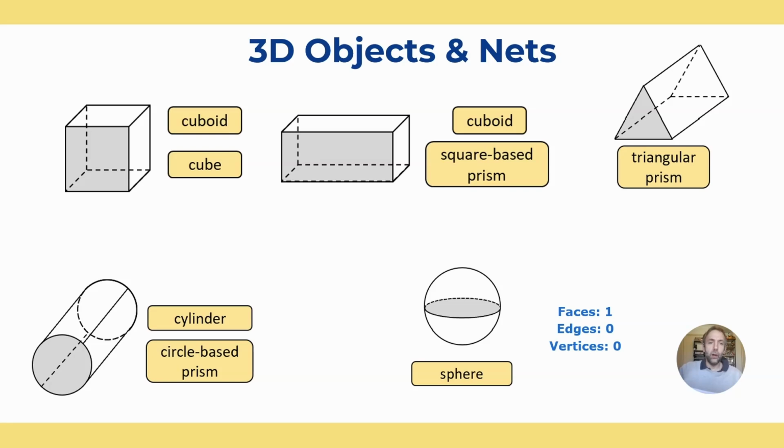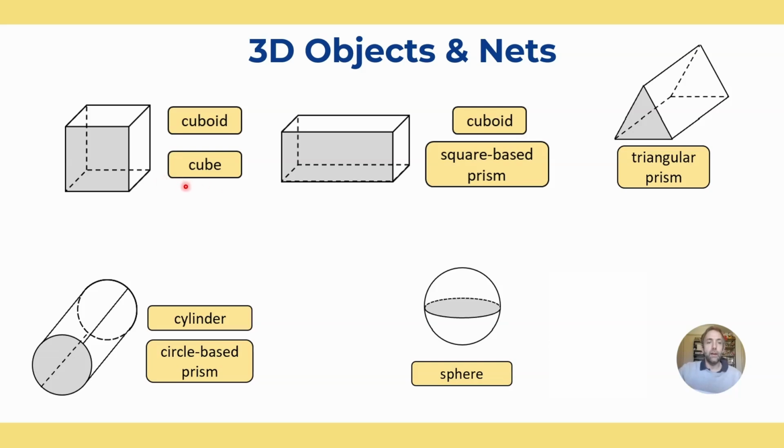So I've got some different objects here and their names, but I just want you to have a think of how many faces, edges, and vertices they have. So pause the video for a moment and then we'll talk through the answers together.